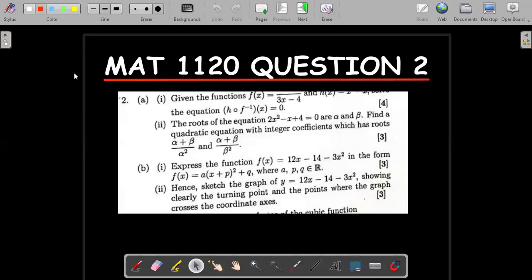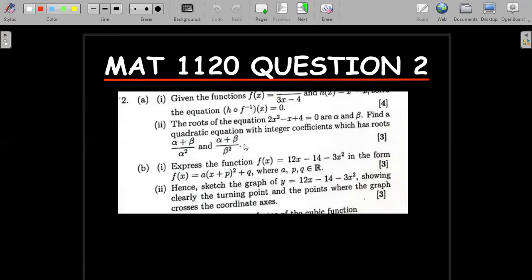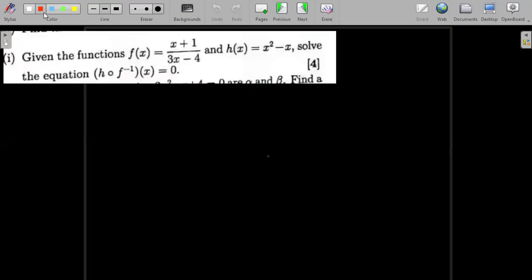In this class, we are going to look at Math 1120, question 2. To begin with, we'll start from this question. The question says, given that the function f of x is equal to (x plus 1) over (3x minus 4), and h of x is equal to x squared minus x, solve the equation which has been given there. We're being told to solve h of f inverse of x equal to 0.